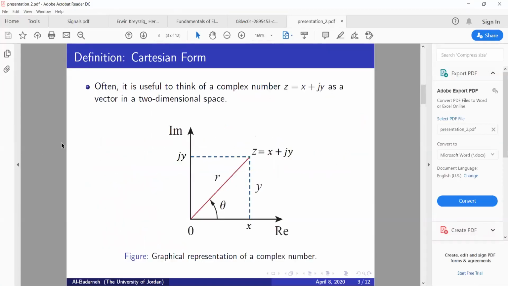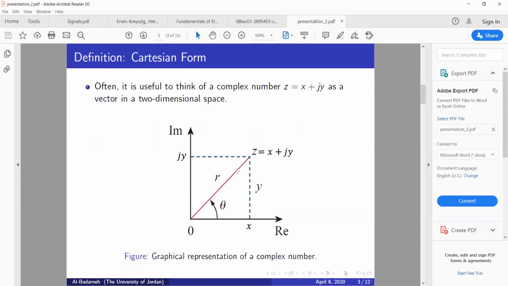Often it's useful to think of a complex number z equals x plus jy as a vector in a two-dimensional space, as we can see in this pictorial representation. So here we have this point 0, 0, and this point can be represented by x, jy. And this vector or this complex number can be expressed as z equals x plus jy. This is known as the Cartesian form. Just like we treat vectors, we can treat these complex numbers in the same way.